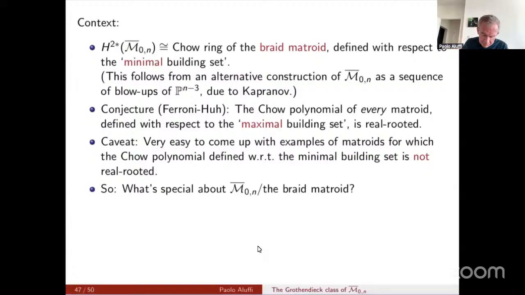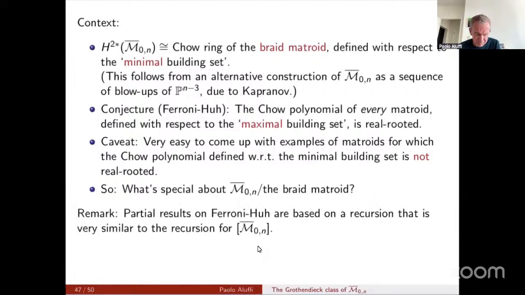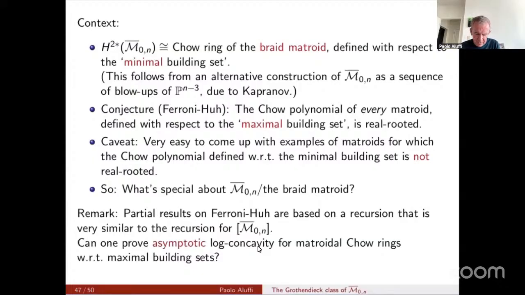So the question here is, what is special about M0 M bar or the braid matroid? And why does it make it special? There are partial results on this conjecture based on recursions that are very similar to recursions of M0 M bar. So I have the feeling that there's some truth to be discovered. I don't think anybody has tried, but it would be possible maybe to prove asymptotic log concavity for matroidal Chow rings the way we prove asymptotic log concavity for the class of M0 M bar.